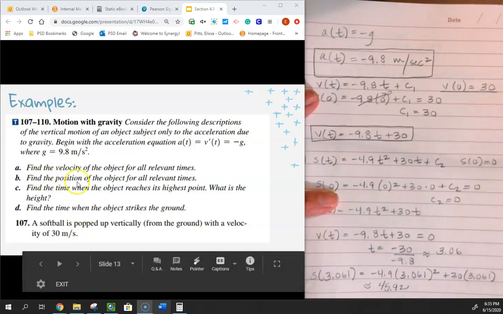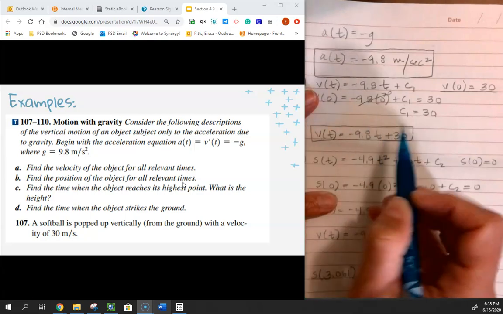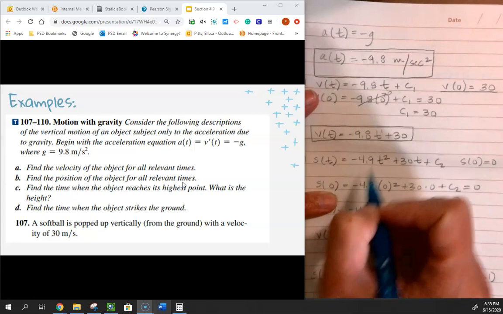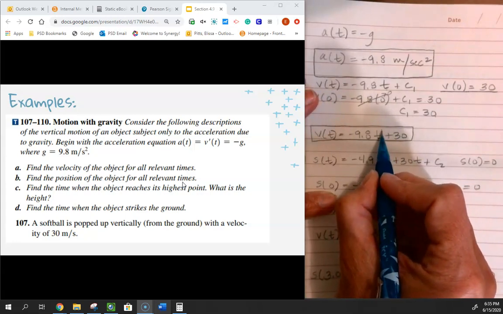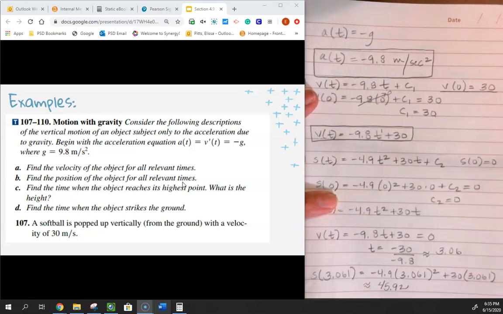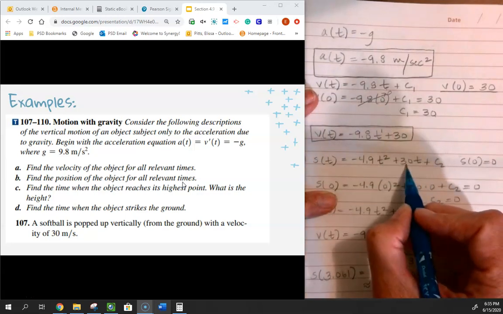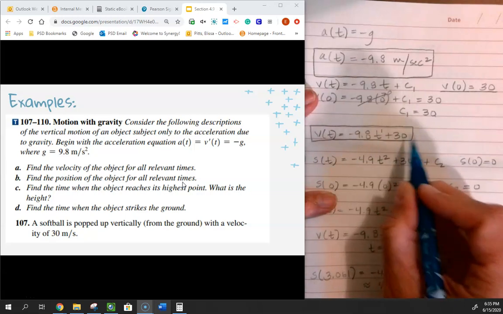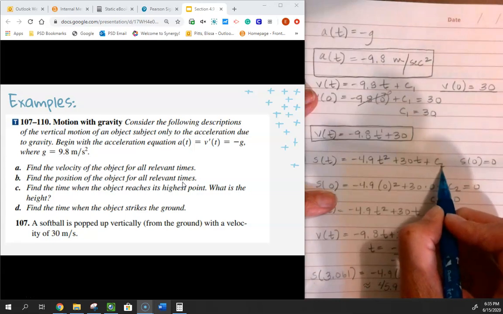Then it says find the position of the object for all relevant times. Well, to find the position, if we are given velocity and we want to go backwards to position, we have to take the antiderivative of velocity. So this is like 9.8 t to the first. I add 1 to this 1, I get 2, and I divide by 2, I get negative 4.9 t squared. The antiderivative of 30 is 30t. What do I take the derivative of to get 30? The derivative of 30t is 30. And then I have a different constant here.